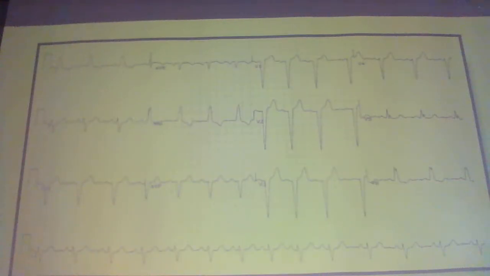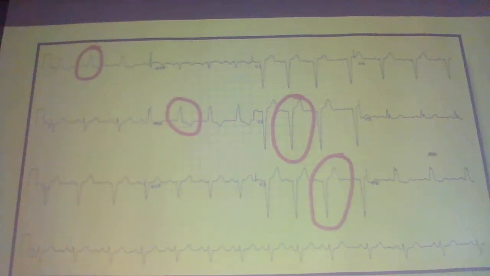And we can see that very clearly if we look at the 12-lead ECG. So if we look at leads where the QRS complexes are negative, we can see that the ST segments tend to be elevated in those leads. Conversely, if we look at leads where the QRS complex is positive, then we can see that the ST segment tends to be depressed in those leads. This is appropriate discordance.